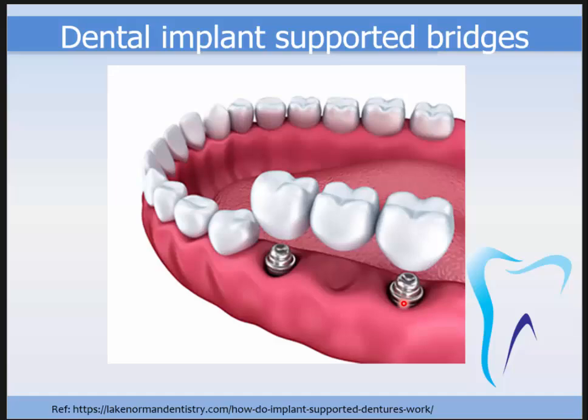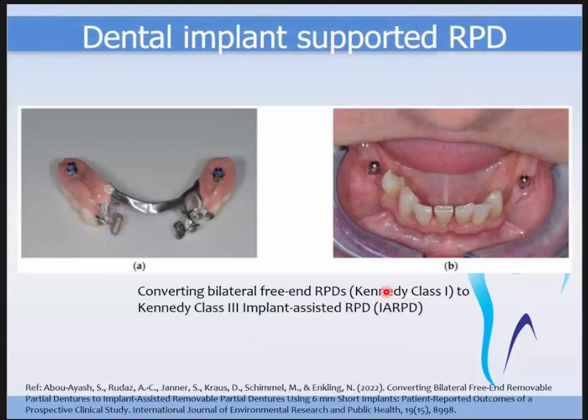Or if you're missing like probably 4, 5, 6, 7, then probably this is one of the good options, because you have a long span of the edentulous area, and for the bridge we need more space, okay, to place this prosthesis. This is also not something that we commonly do.